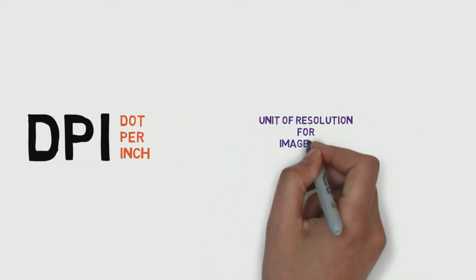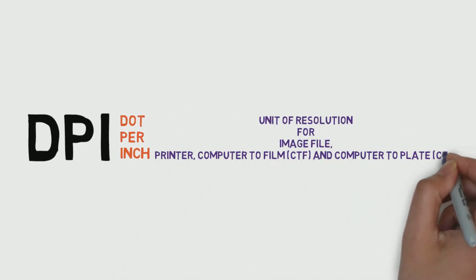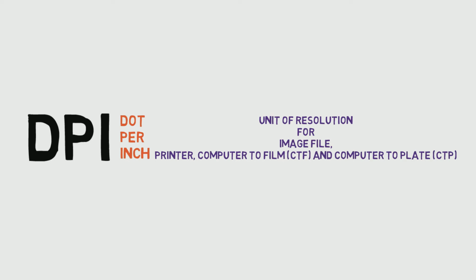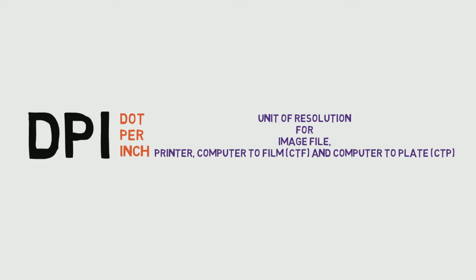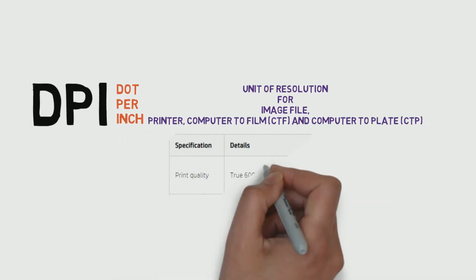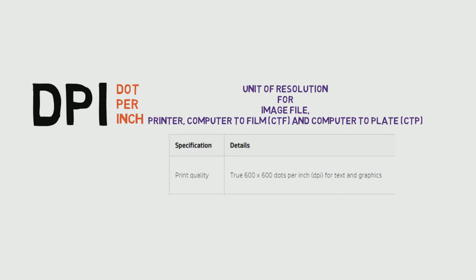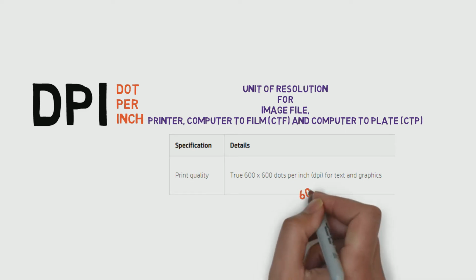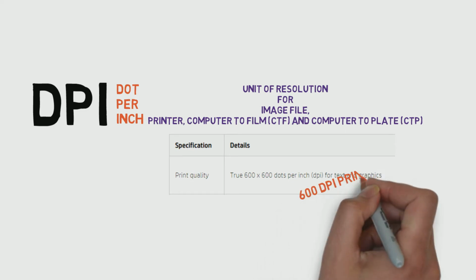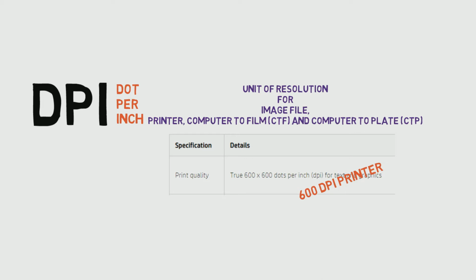Continuing, DPI, dots per inch. DPI or dots per inch is a unit of resolution for image files, printers, computer to film CTF, and computer to plate CTP. Okay, let's say you came across a brochure for a printer that looked like this. You can definitely say that this is a 600 DPI printer.